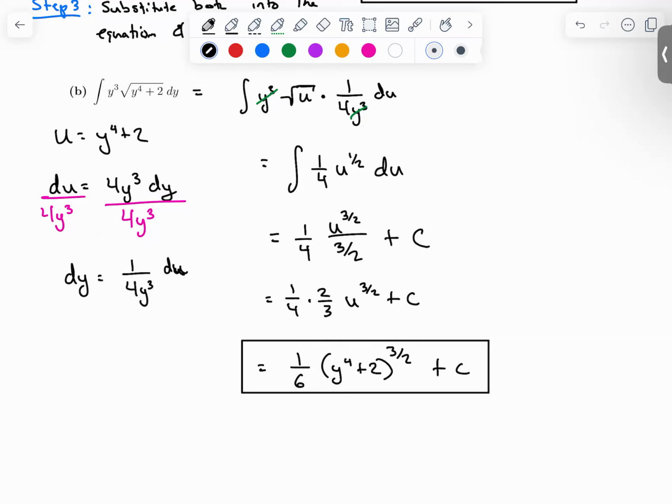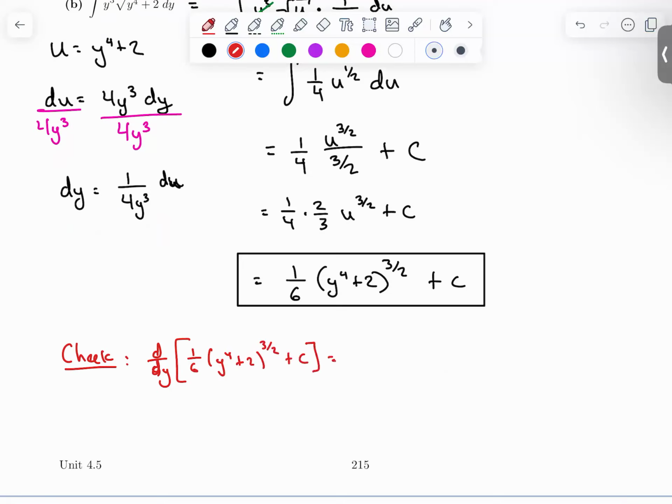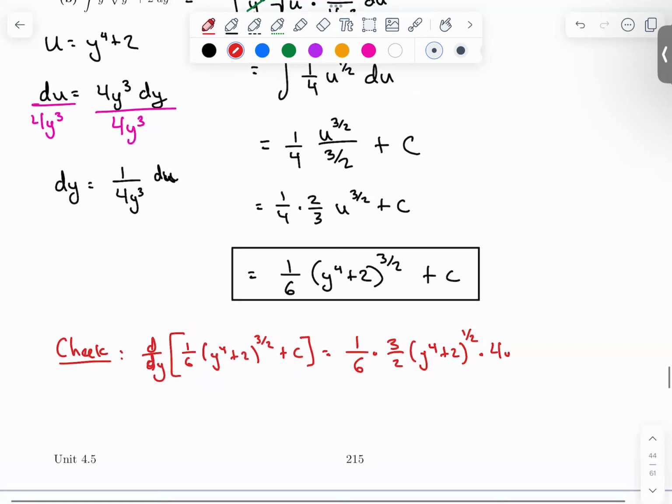The thing I love about integrals especially is that we can always check our work. This is a win-win-win: you're practicing your integration, and if you want to check your work, you're practicing your differentiation skills. If you take the derivative with respect to y of 1/6 times y to the 4th plus 2 to the 3/2 plus a constant c, that would be 1/6, the constant, times 3/2 times y to the 4th plus 2 to the 1/2, because you're doing the chain rule, the outer function being the 3/2 power. So 3/2 comes down, reduce the power by 1, and then you multiply by the derivative of the inside, which is 4y cubed, plus 0 because the derivative of a constant is 0.